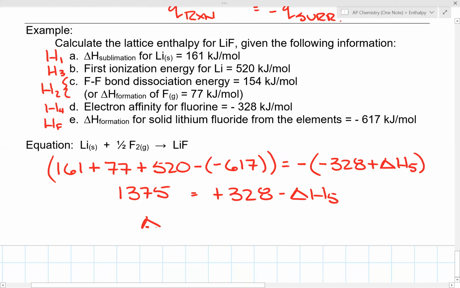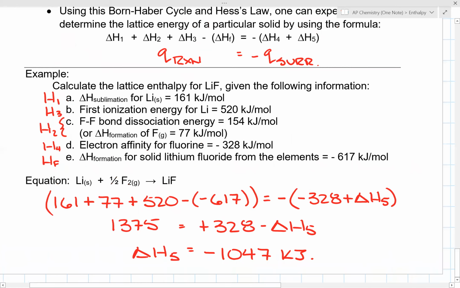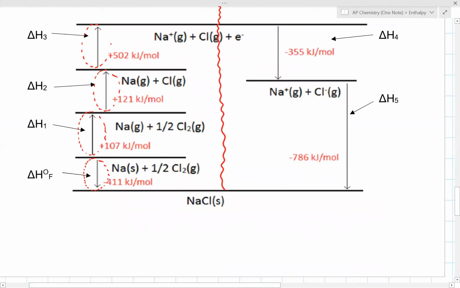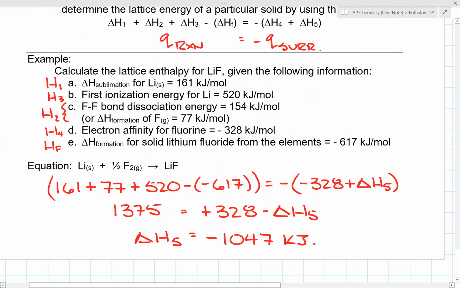If we isolate, delta H5 would be equal to minus 328. So this would be negative 1047 kilojoules. So this is just basically an elaboration on delta H and Hess's law, but specifically talking about formation of a solid from its component ions. Okay. And it does make sense. Remember, it should be exothermic. So delta H5 is exothermic. So that should be correct.